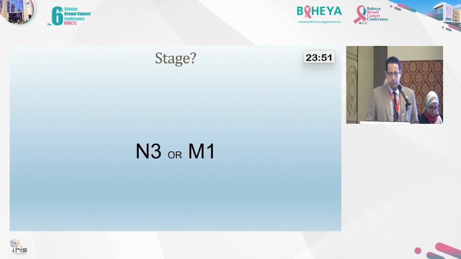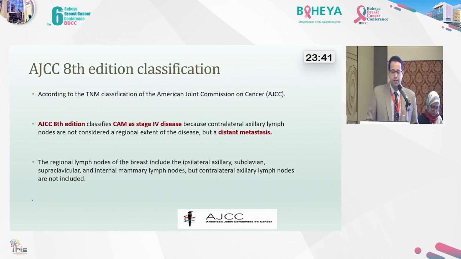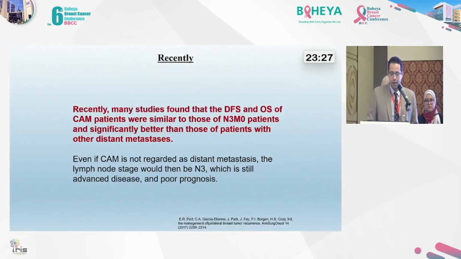Contralateral axillary lymph node is an M1 disease, not a regional lymph node from the same breast. According to the NCCN guidelines, the contralateral axillary lymph node is a stage 4 disease, because contralateral axillary lymph nodes are not considered the original extent of the disease but a distant metastasis. Recently, many studies have found that the disease-free survival and overall survival of contralateral axillary metastasis patients were similar to those of M0 patients and significantly better than those of patients with other distant metastases. Even if contralateral axillary metastasis is not regarded as a distant metastasis, the lymph node stage would then be N3, which is still advanced and of poor prognosis.